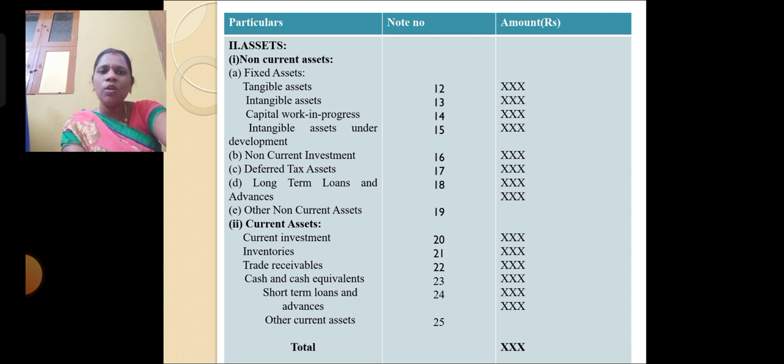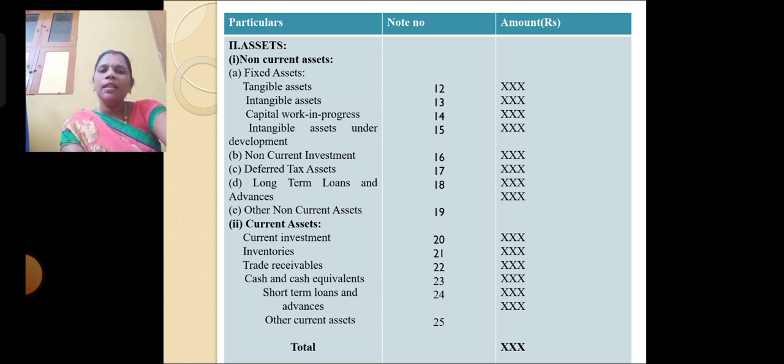Tangible assets are noted under note number 12. Intangible assets, copyright, patents, are under the head of note number 13. Capital work in progress is under note number 14. Intangible asset under development, note number 15. Then next, we discuss non-current investment, note number 16. Deferred tax asset, note number 17. Long-term loans and advances, note number 18. Other non-current asset, note number 19.